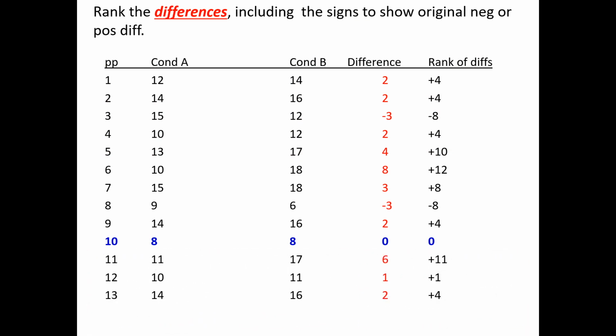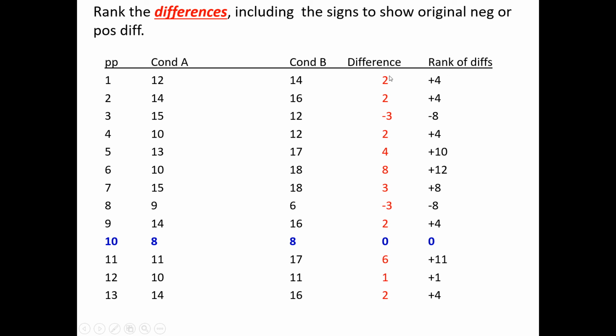Woohoo! It's happened. Right, so we have all our scores here, and our participants here. We know that we've taken condition A away from condition B, and it's given us this difference, and this difference, and this difference, etc. We know that participant 10 scored 8 in both conditions, and we're going to draw a line through them and forget them. So we now have 12 in our sample instead of 13. 13's unlucky anyway, we don't want 13.